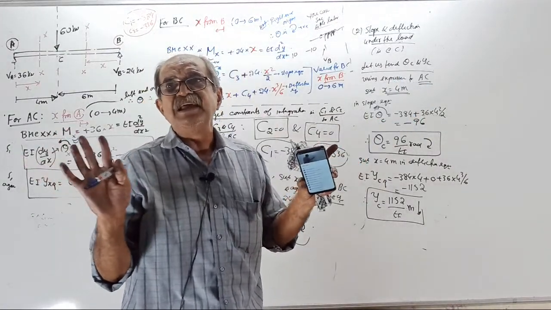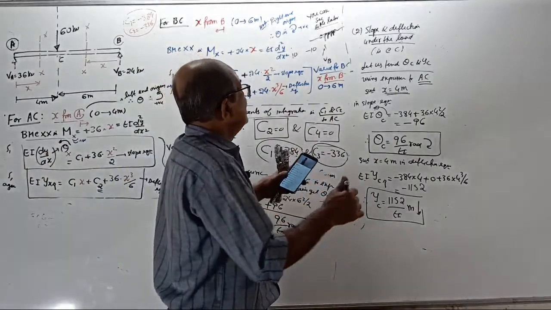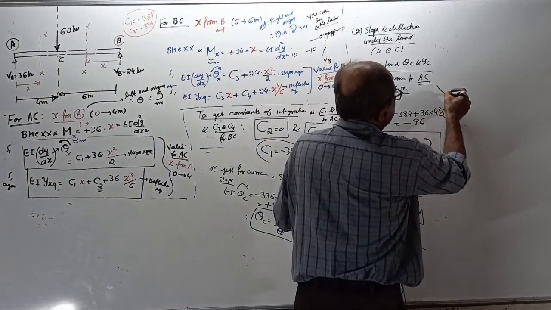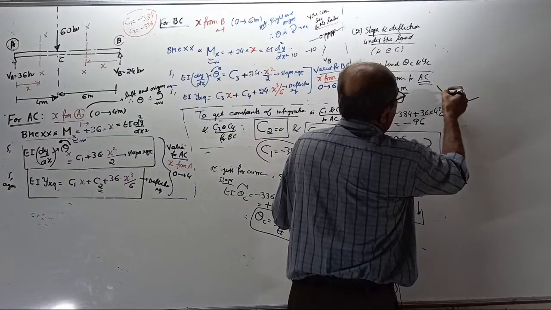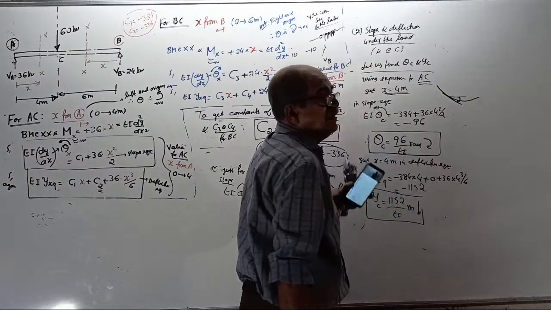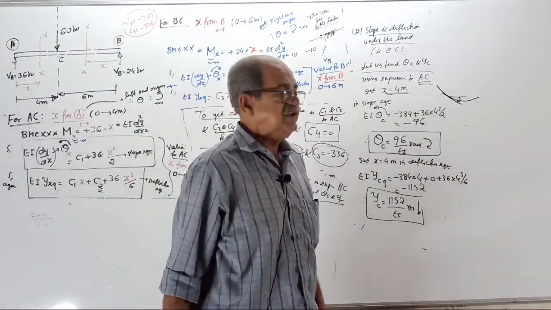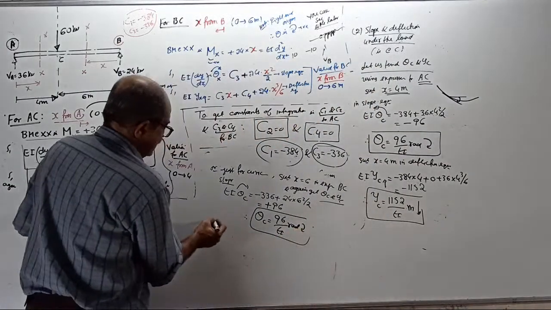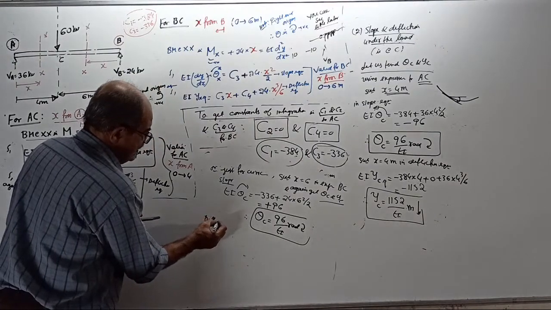The sign may be changing, but the final answer is the same. See, on the elastic curve, if you draw a tangent here, the slope will be clockwise, guaranteed. Nobody in the world can change it. Right here, and now use the deflection equation.